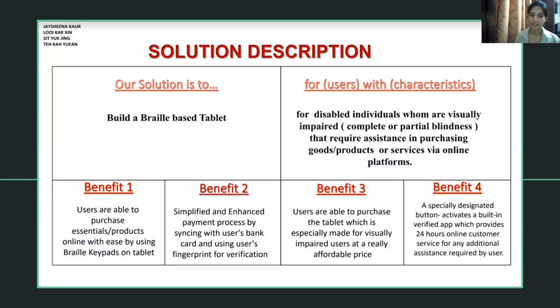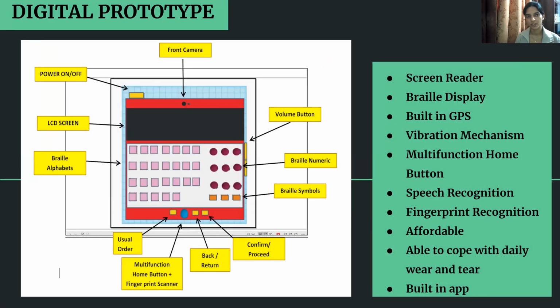The third benefit is that our disabled users will be able to purchase the tablet, which is especially made for them, at a very affordable price. The fourth benefit: there is a specially designated button that activates a built-in verified app. This will provide 24 hours online customer service assistance to our disabled users. So now we come to our digital prototype. Our digital prototype has been generated using CAD.